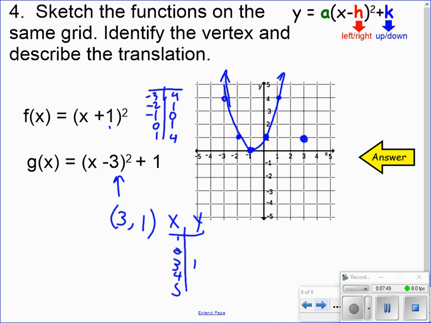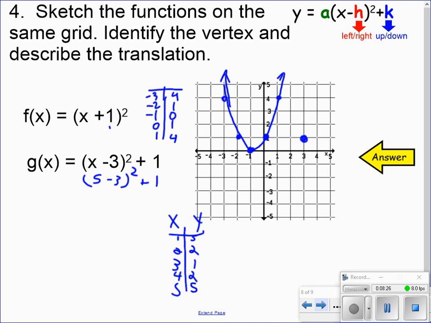I might just use 1 and 2. Those are a little bit easier numbers to use. Actually, I'm going to use 4 and 5 because if I use 1 and 2, I'm going to end up with negative numbers here, and I don't want that. So if I do 4 minus 3 squared plus 1, 4 minus 3 is 1. 1 squared is 1. Plus 1 is 2. So 4 is 2, which means 2 is 2. Which is the same thing for 5. 5 minus 3 squared plus 1. 5 minus 3 is 2. 2 squared is 4. And 4 plus 1 is 5.